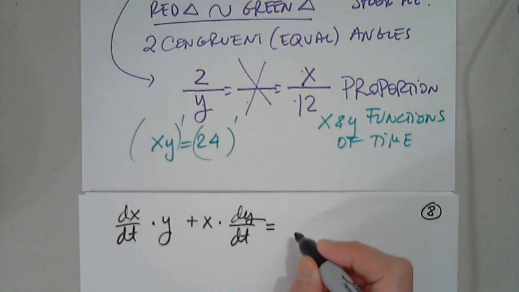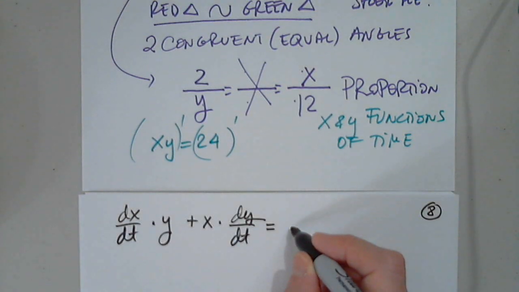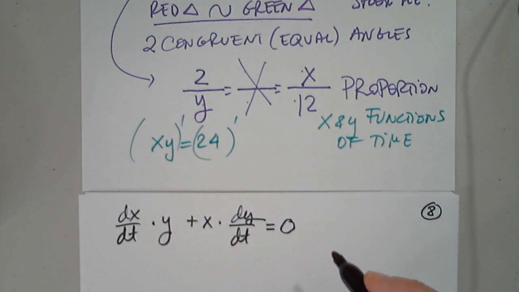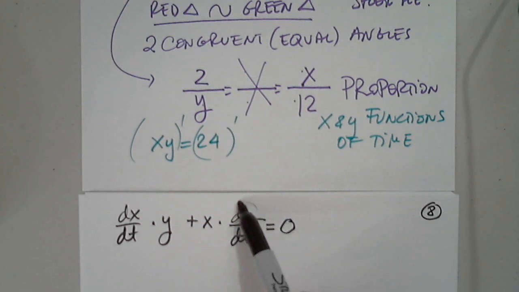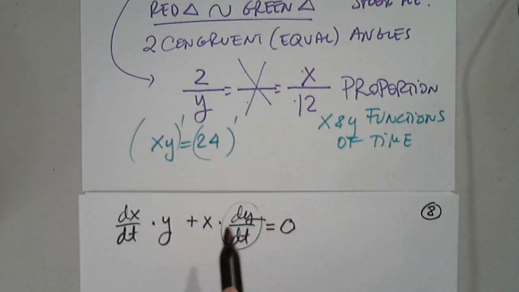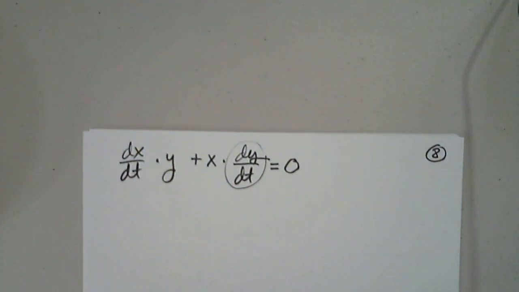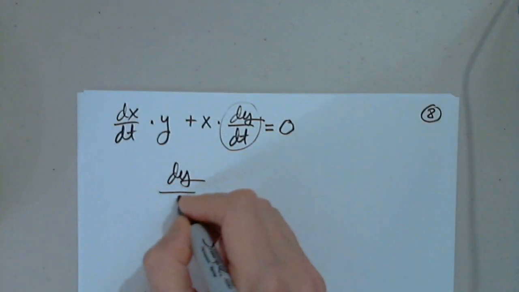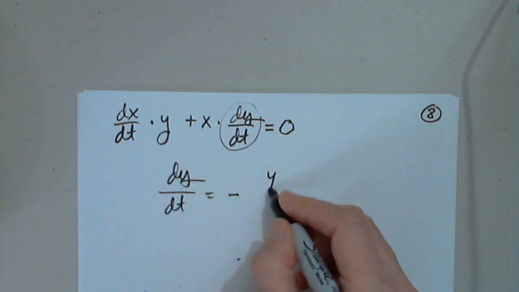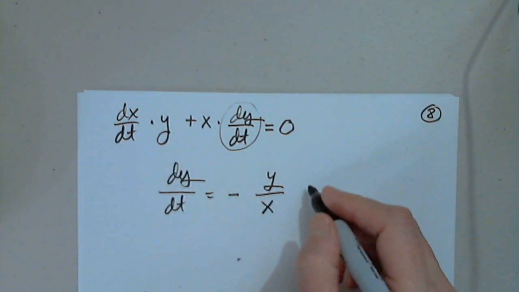And I have to have an equation. What is the right-hand side? 0. Sure. So now we are solving for dy over dt. So this goes to the other side and I divide by x. So then dy over dt equals negative y over x dx over dt.